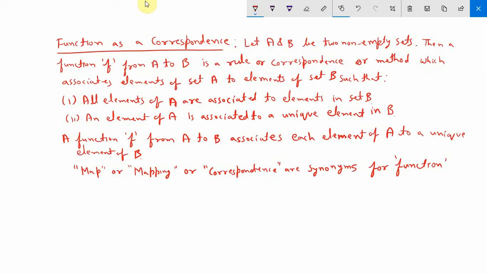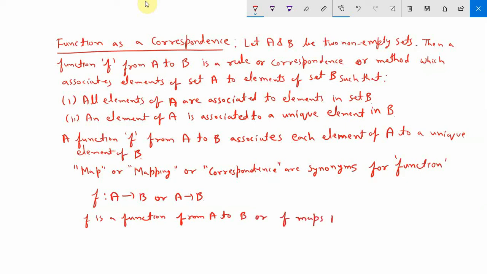So we can write f: A to B, simply denoted A to B, and it is read as f is a function from A to B, or f maps A to B.